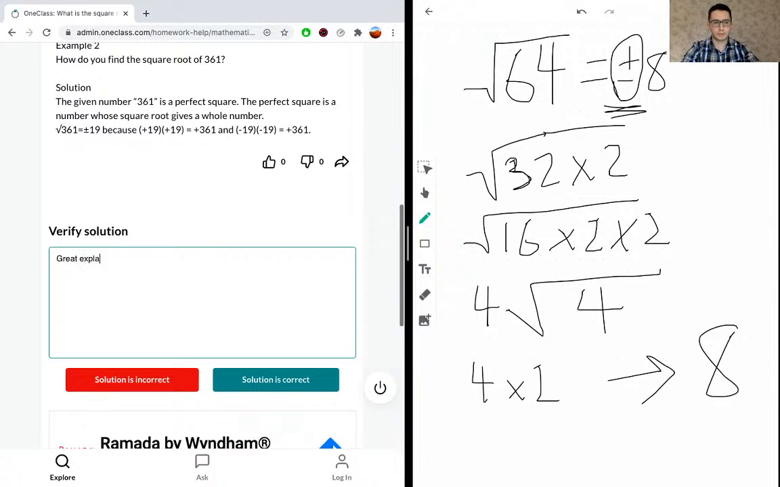Great explanation. Okay, so the answer is correct.